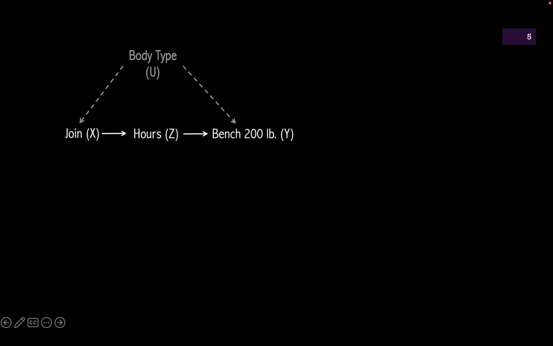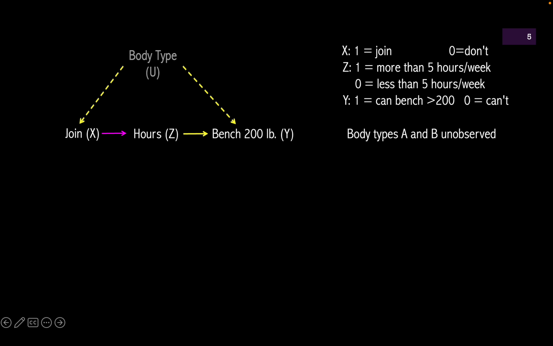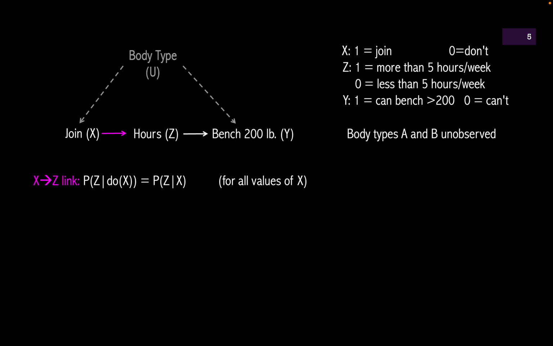Now for the front door criterion. In the gym example, we'll treat all variables as binary, with x being joining or not, z being above or below 5 hours a week, and y being whether one can or cannot bench above 200. The effect of x on z is trivial. The only backdoor path is blocked by y, so the effect of x on z is identified by the observational probability of z given x.